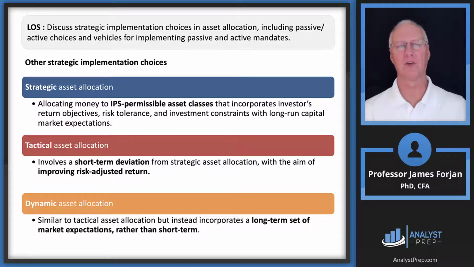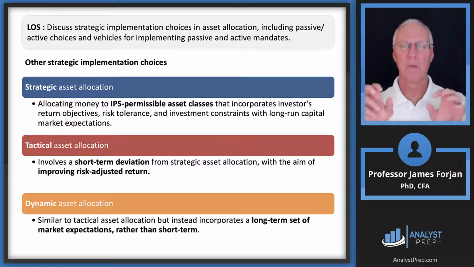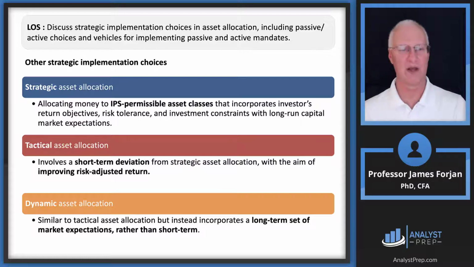Tactical asset allocation, we've talked about this before. Short-term deviations, trying to improve risk-adjusted returns. And this is where the analyst is able to take advantage of those pockets of inefficiencies that we talked about in the behavioral readings to increase the risk-adjusted return based on the short term, right? We find overvalued securities and we find undervalued securities.